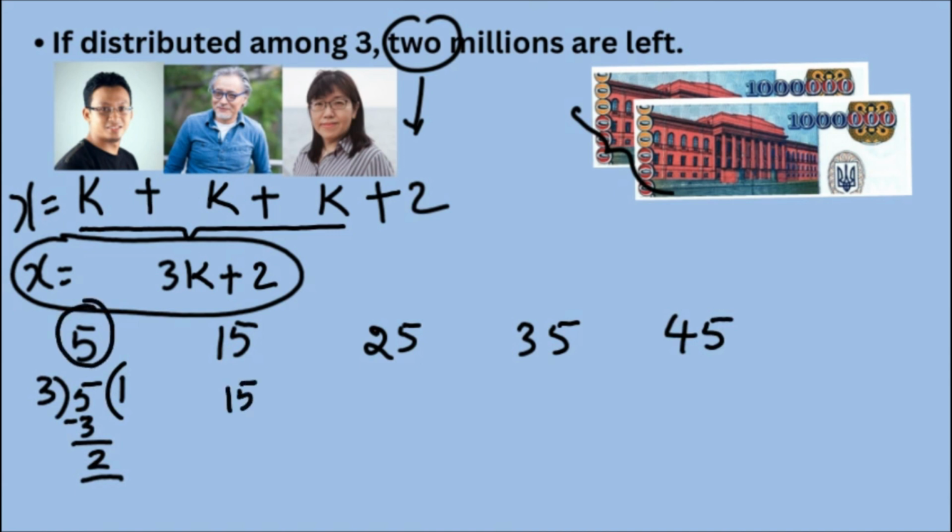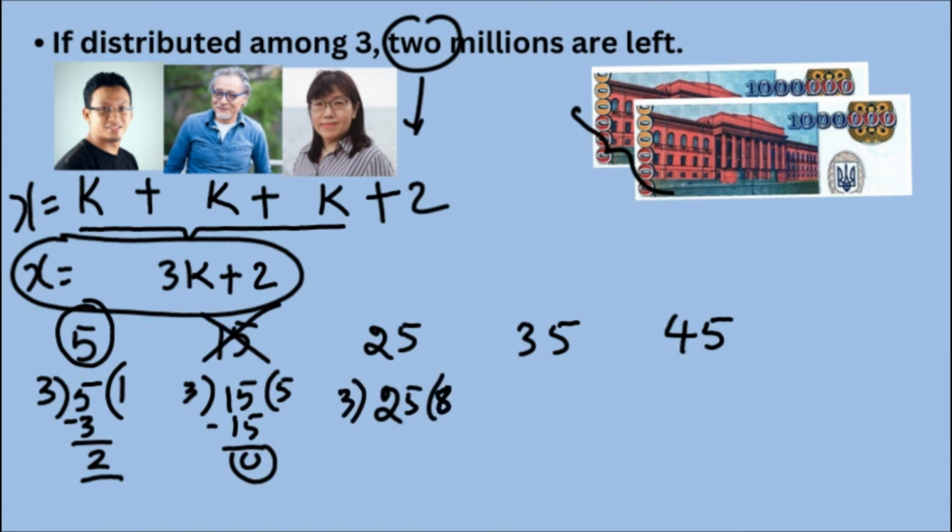15: 3 fives are 15, exactly divisible, so the remainder would be 0. So this is not qualified. 25: 3 eights are 24, 1 is the remainder but not 2, so this is not qualified.